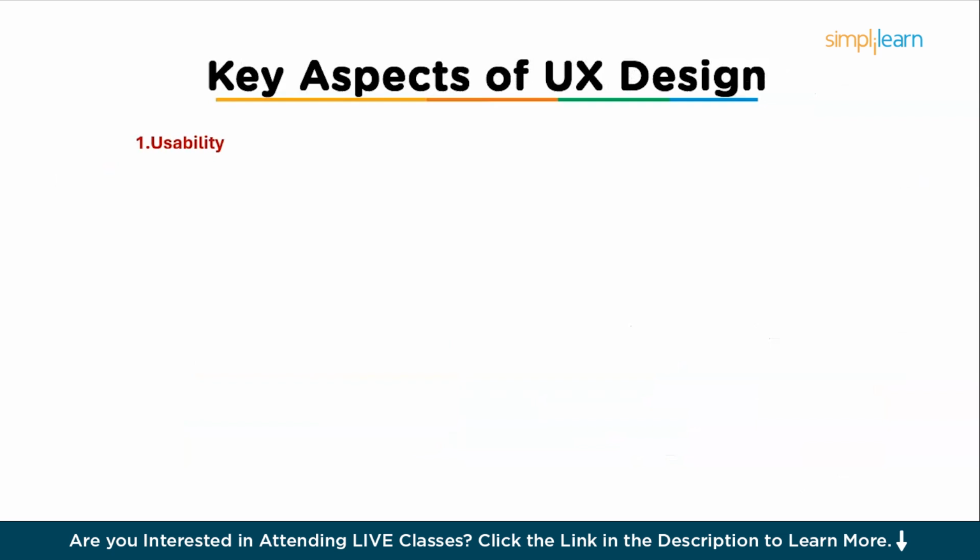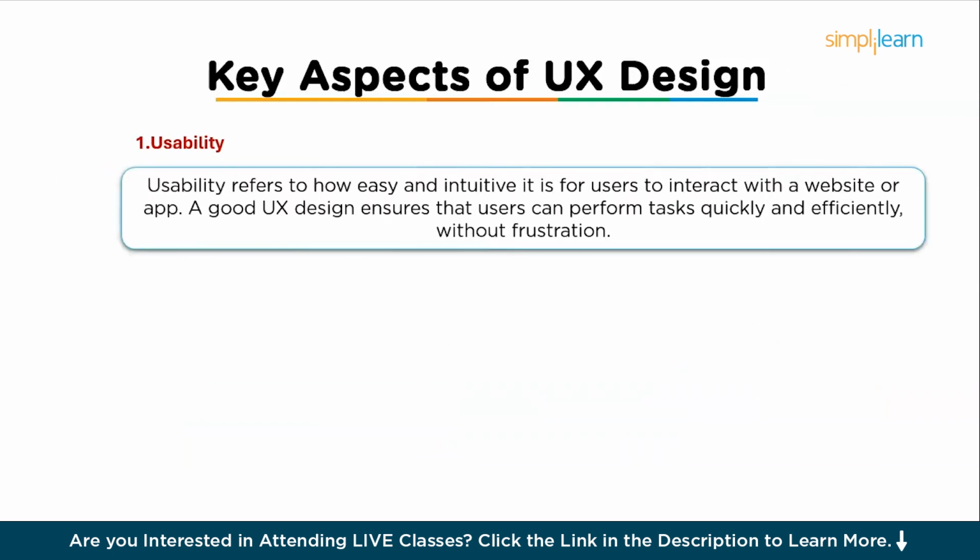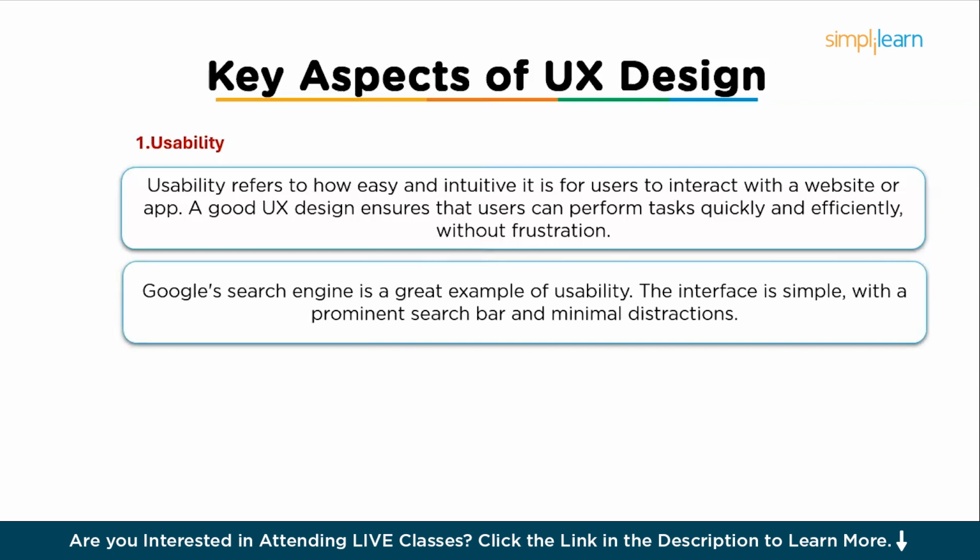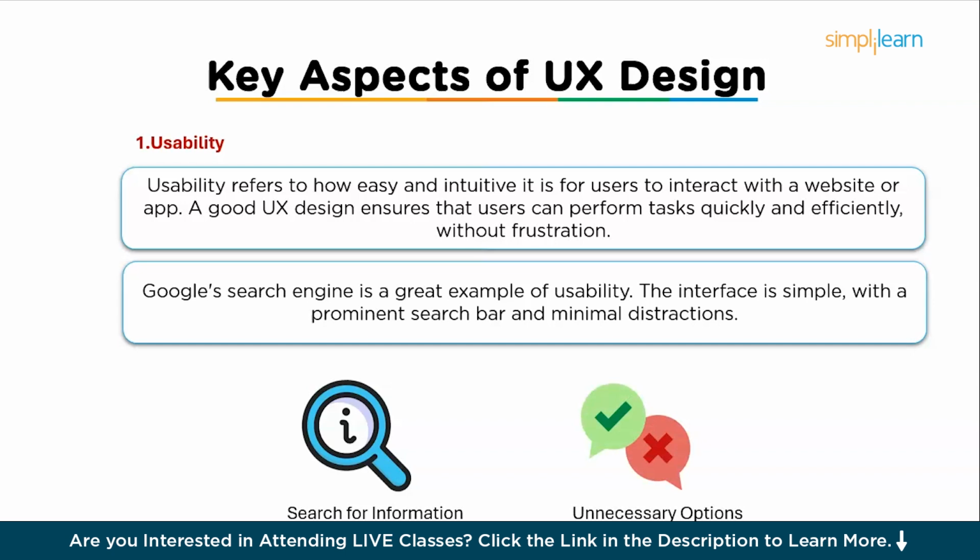The first one is usability. Usability refers to how easy and intuitive it is for users to interact with a website or app. A good UX design ensures that the users can perform tasks quickly and efficiently without frustration. For example, Google search engine is a great example of usability. The interface is simple with a prominent search bar and minimal distraction. Users can easily search for the information without feeling overwhelmed by unnecessary options or design elements.